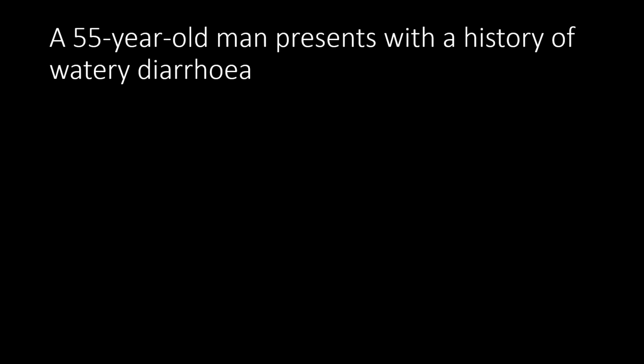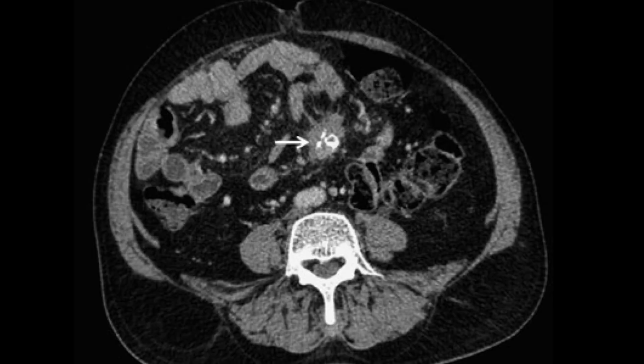So we are given a 55-year-old man who presents with a history of watery diarrhea. Now, if you see the CT images, these are the CT images given to me. Now, how do I present this?